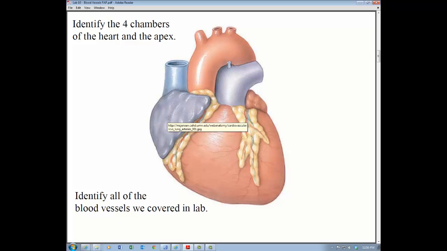So our first vessel that we're going to look at is the pulmonary artery, and that comes off the front side of the heart in the heart models, and then it branches left and right to form the two pulmonary arteries, left and right pulmonary artery.